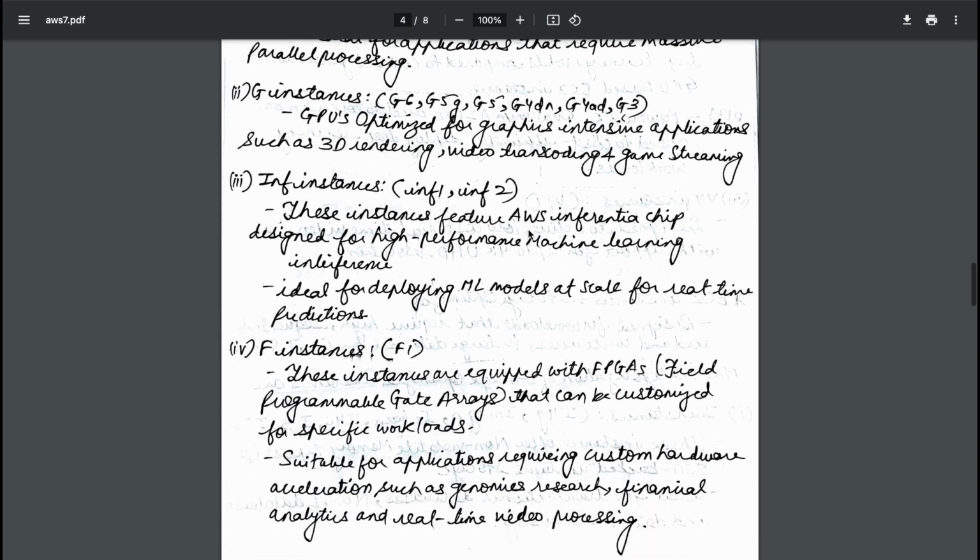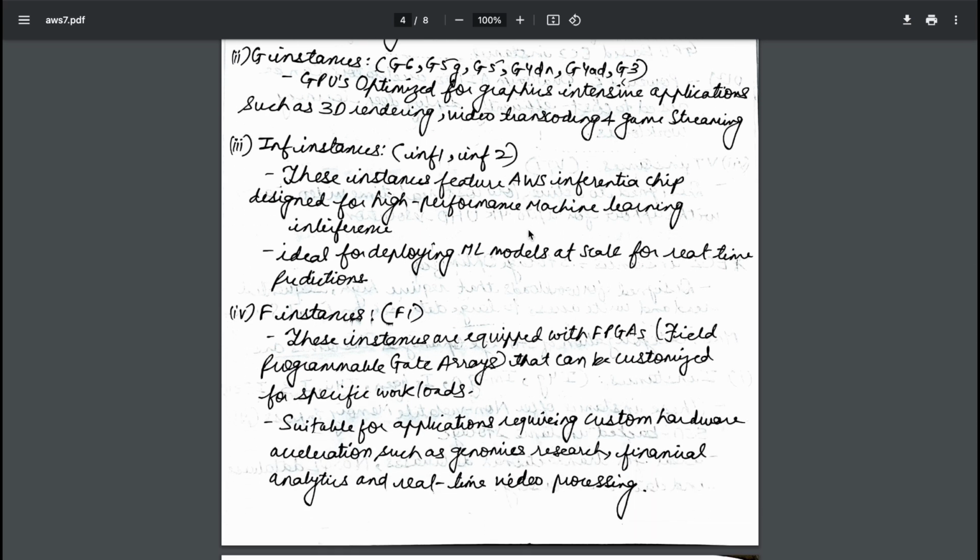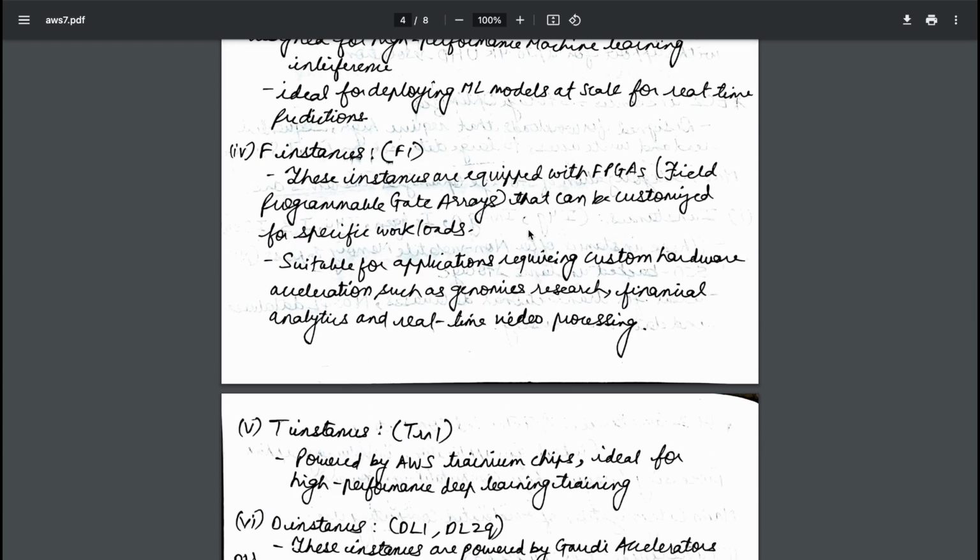Okay. The next one is INF instances. So it consists of INF1 and INF2. These instances feature the AWS Inferentia chip designed for high-performance ML inference, and it is ideal for deploying machine learning models at scale for real-time predictions. Okay, for example, ChatGPT. The next would be F instances.